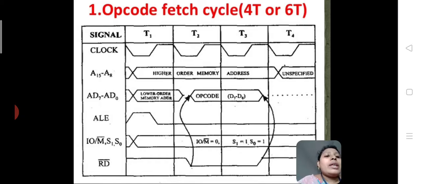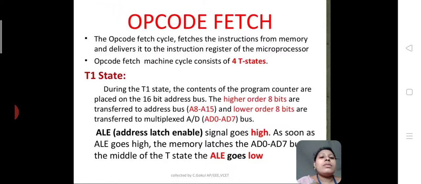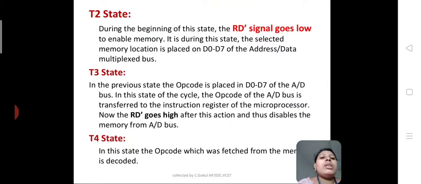Here we will see that at the T3 state only it performs the fetch. At the T4 state it will start execution. So at the T3 state only it fetches from memory. Once fetching is completed, at the T4 state it goes to the instruction register. When it goes to the instruction register, the read bar signal must be high and disables from the address and data bus. So this is about the T3 state.